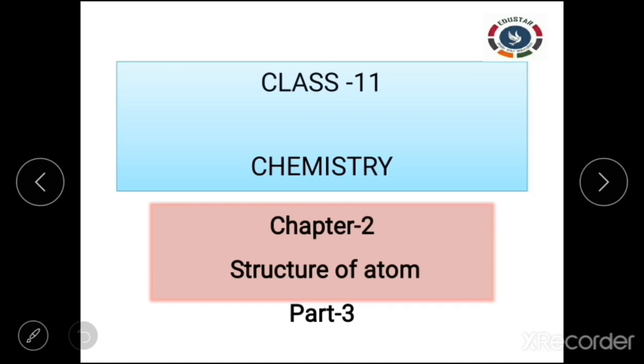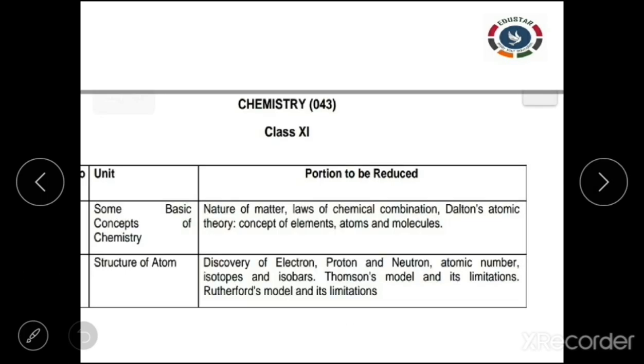The CBSE curriculum has deleted some of the portions due to the COVID-19 pandemic. Here you can see the deleted portions in units 1 and 2. In the first unit, the laws of chemical combination and Dalton's atomic theory have been deleted, and the basic concepts of atoms and molecules are also deleted. In the second chapter, whatever we have discussed so far in part 1 and part 2 has been entirely deleted, and the second chapter actually starts right now.